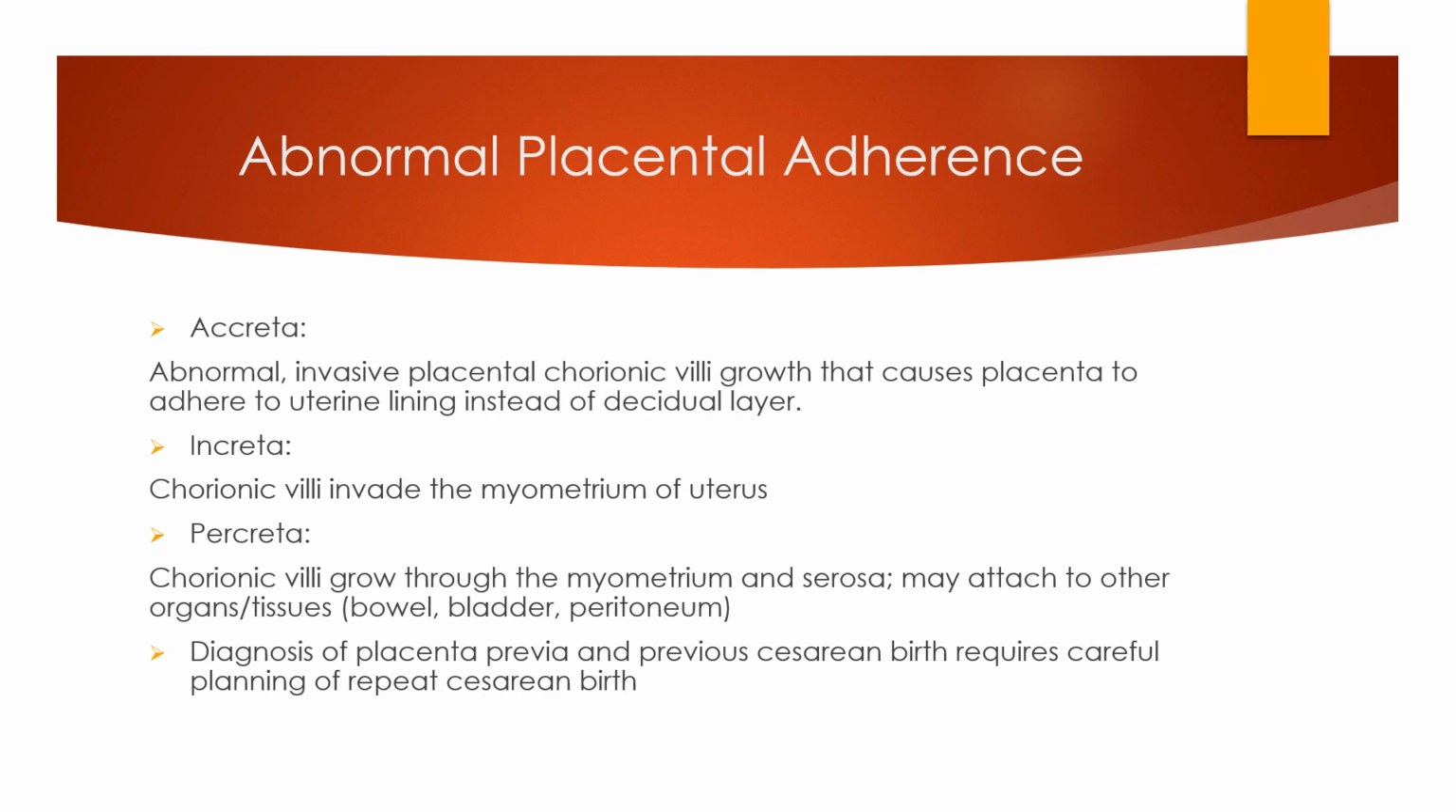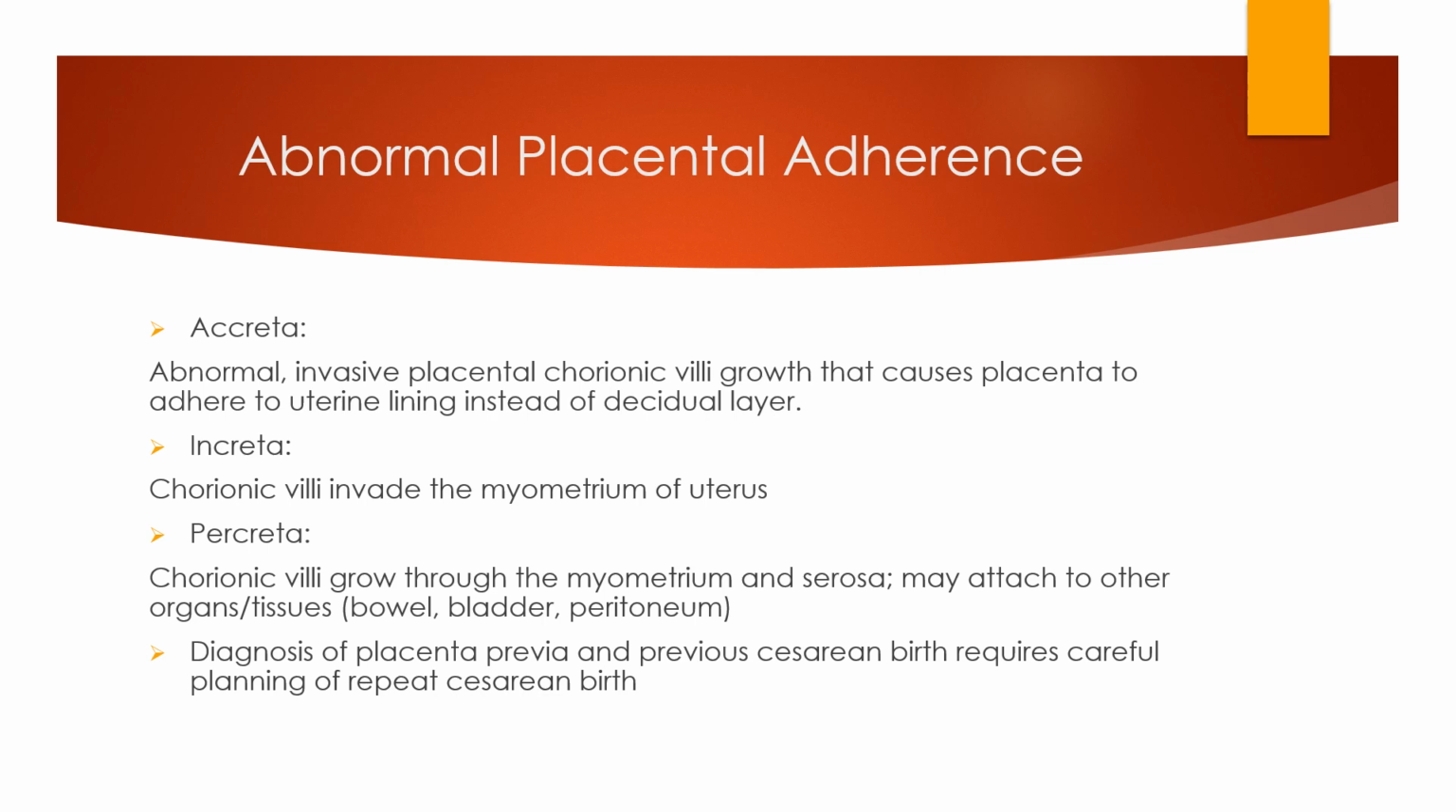Now, if the placenta adheres to the endometrial wall itself, that's what we call an accreta. And that decidual layer is absent. That can be caused by uterine surgeries and multiple cesarean deliveries. It's not always the case 100% of the time. We have seen these in first-time moms who have placenta previa.